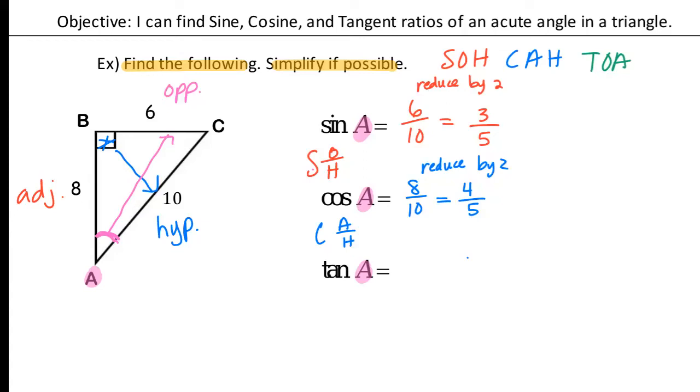All right, then my last one is tangent. So I have TOA, the opposite over the adjacent. My opposite side is 6 and the adjacent side is 8. Again, I can reduce by 2. 6 divided by 2 is 3, and 8 divided by 2 is 4. So for sine, cosine, and tangent, my simplified fractions are 3/5, 4/5, and 3/4.